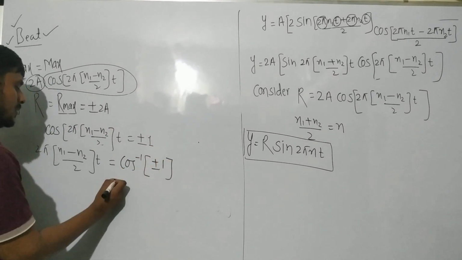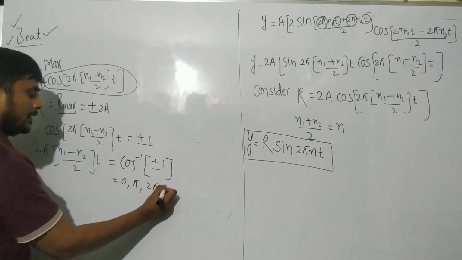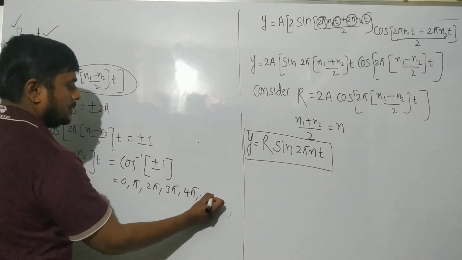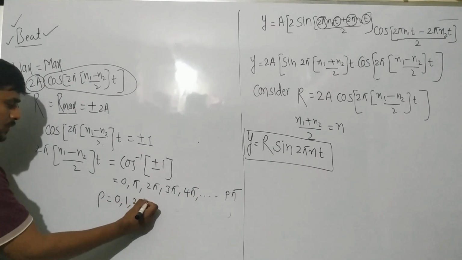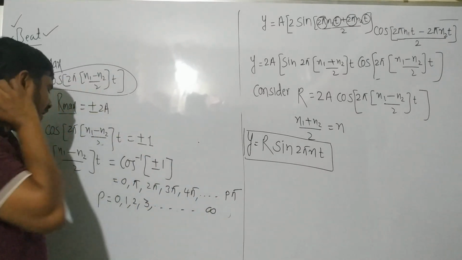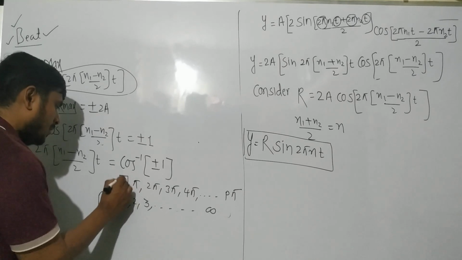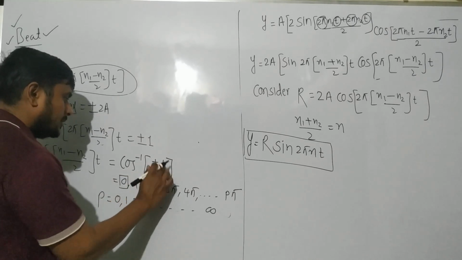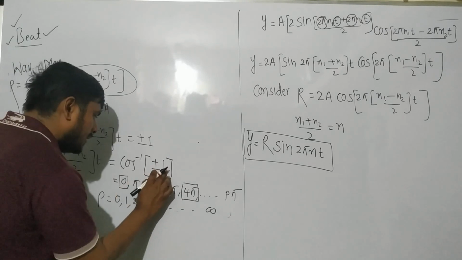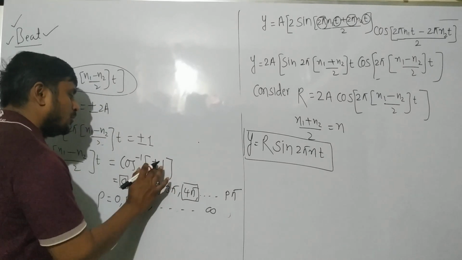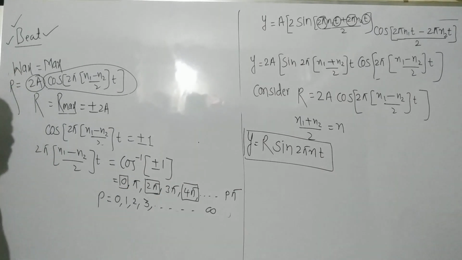So which are the values for which cos values will be equal to plus 1 and minus 1? These are 0, pi, then 1 pi, then 2 pi, then 3 pi, then 4 pi, and up to p pi, and p changes from 0, 1, 2, 3 up to infinity. You may ask, why did you take 0 also, pi also, 2 pi also? Because cos 0 equals plus 1, cos 2 pi is equal to plus 1, cos 4 pi will be equal to plus 1. But what about minus 1? Cos of pi equals minus 1, cos of 3 pi equals minus 1. So I included the values of cos inverse of plus 1 and cos inverse of minus 1 also.